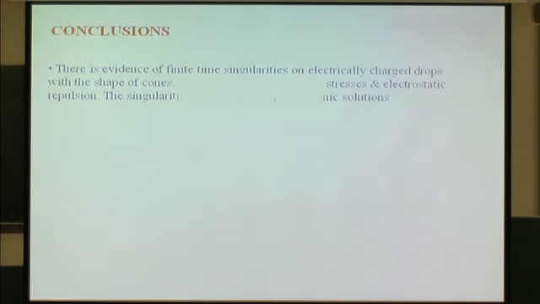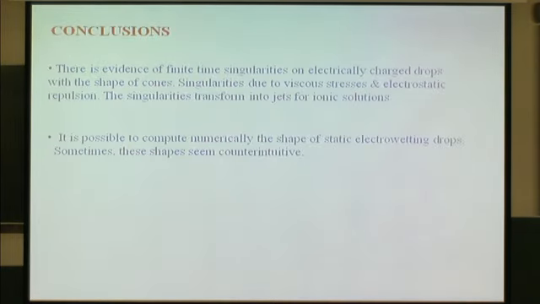Okay, so I just finished with my conclusions. There is evidence of finite time singularities in electrically charged drops. These singularities have the shape of cones, and they are self-similar. We could compute the angle of these cones, and it agrees very well with experimental ones. The balance, which I didn't say, is not as you would expect between surface tension and electric repulsion. The balance near the cone is between electrostatic repulsion and viscous drag, viscous forces. Surface tension is subdominant.